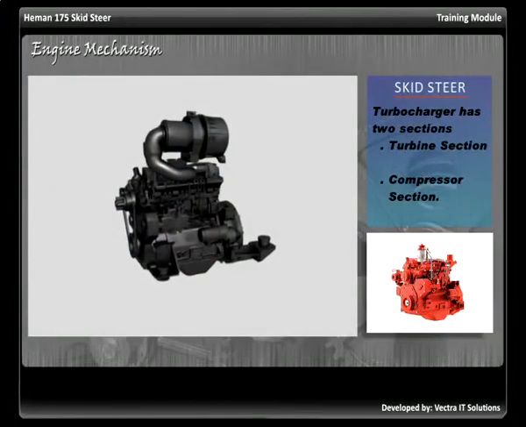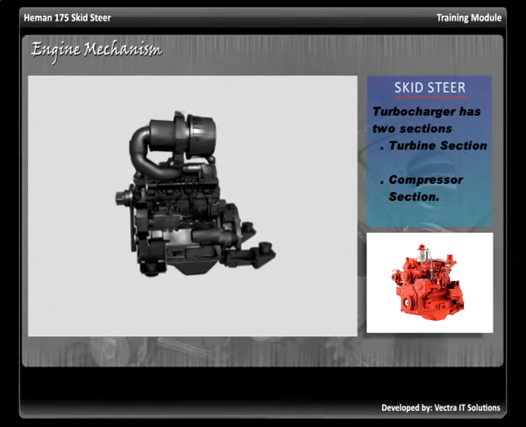This concludes training module on the working mechanism of engine and skid steer.